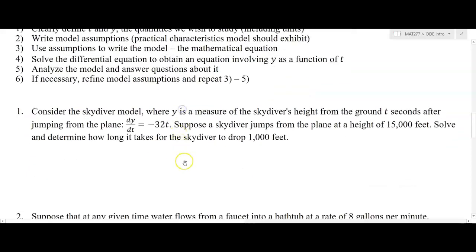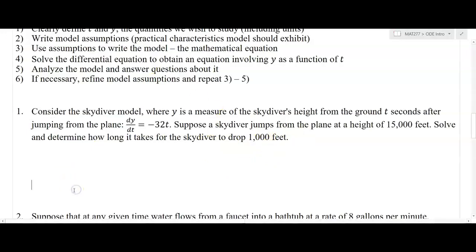So let's take a look at one equation that's already written for us. Consider the skydiver model, where y is a measure of the skydiver's height from the ground t seconds after jumping from the plane. So dy/dt equals negative 32t. Suppose a skydiver jumps from the plane at a height of 15,000 feet. Solve and determine how long it takes for the skydiver to drop a total of 1,000 feet.